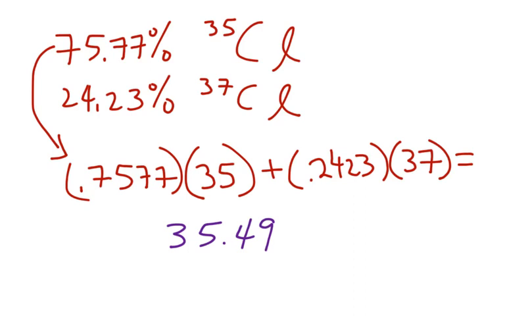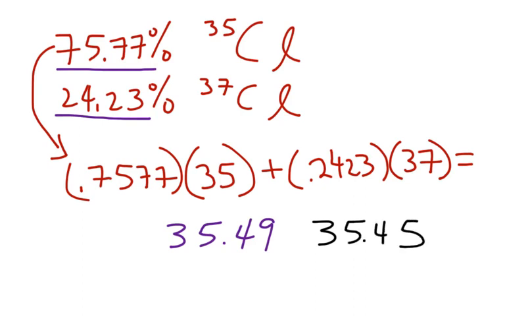It doesn't match exactly with what's on the periodic table, and the reason is because I made up these percentages myself, and those are not the actual percentages of the isotopes of chlorine. So hopefully that doesn't confuse you. I believe that on the periodic table it says that chlorine is 35.45. So I came pretty close, you can see, but not exact.